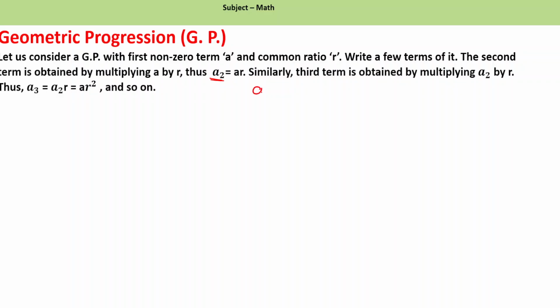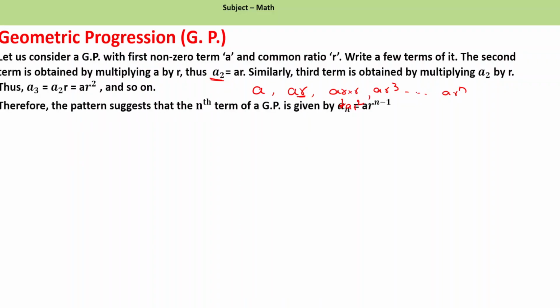For example, if the first term is a, then we multiply the first term with the common ratio r. This is the second term. Next, when we multiply the second term again with r, it will be ar square. Like that, this will be ar cube. So we can write it as a till ar power n. Therefore, the pattern suggests the nth term of a geometric progression, if this is the first term, this is the second term, and we keep on going, this is the nth term: a into r power n minus 1.